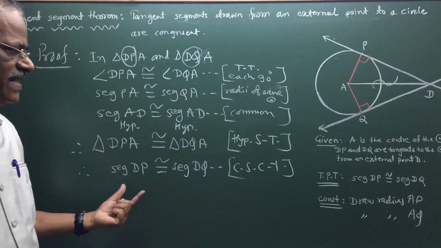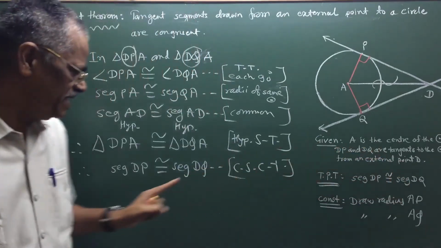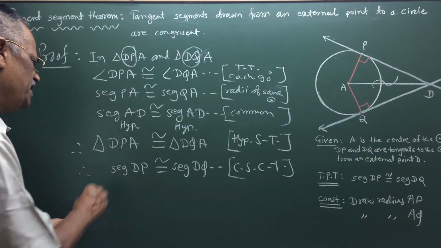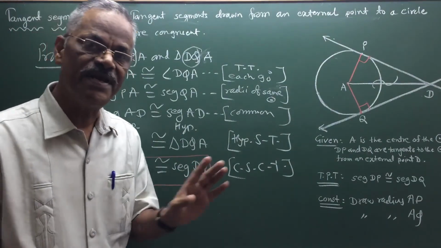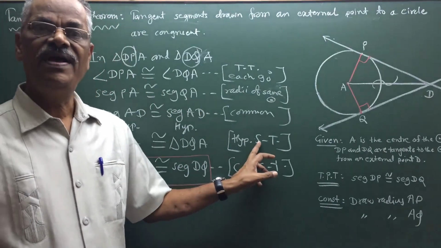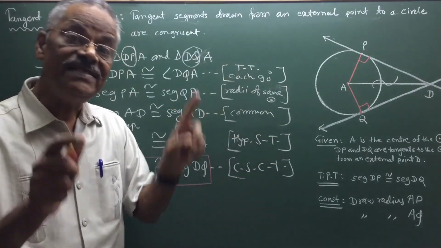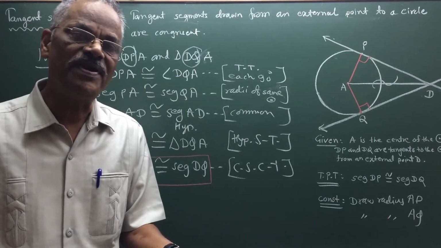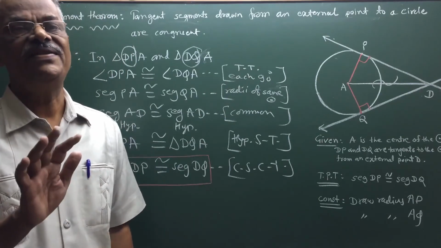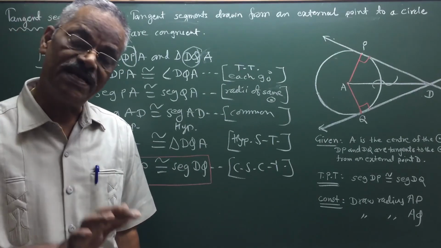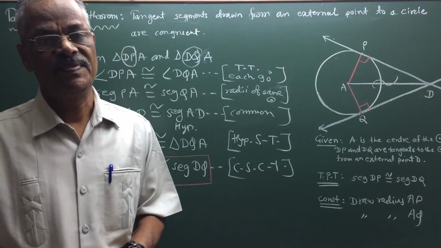So you can see that we were going to prove that segment DP and segment DQ are congruent, and it is proved here. This is your last step: tangent segments are congruent. It is proved by which theorem? The hypotenuse side theorem. And in this proof, we used the tangent theorem: a tangent is always perpendicular to the radius at the point on the circle. So this is again a very important theorem from the circle topic. It is known as the tangent segment theorem. Okay.